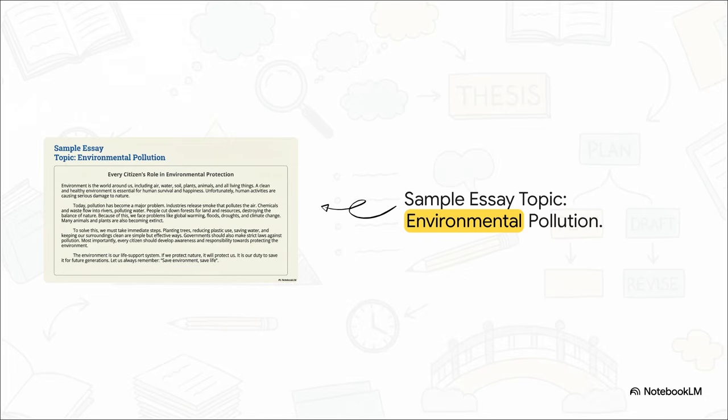And the second body paragraph. To solve this, we must take immediate steps. Planting trees, reducing plastic use, saving water, and keeping our surroundings clean are simple but effective ways. Governments should also make strict laws against pollution. Most importantly, every citizen should develop awareness and responsibility towards protecting the environment.